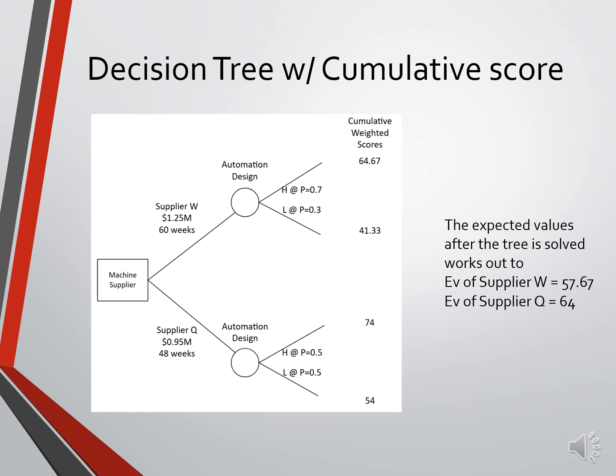Then the team solved the tree to find the expected value of this decision. To complete this, we took the weight and multiplied it out across each attribute, and then summed and normalized the results for each branch of the tree. Those are the cumulative weighted scores shown. With that, the team used the probabilities supplied by the experts to find the expected value for each supplier. And those final values were 57.67 for supplier W and 64 for supplier Q.